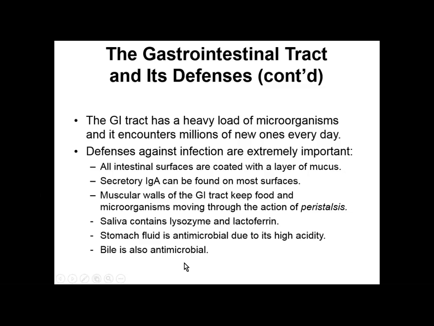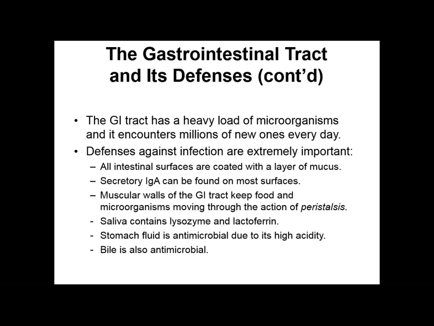We have a lot of lysozyme and lactoferrin within our saliva. These are two enzymes that help reduce bacterial counts. And it's also one of the reasons why the human mouth is much more sterile, or I shouldn't say sterile, has a much lower microorganism count compared to our canine friends. Our stomach acids, or stomach fluids, are very antimicrobial due to the high acidity, and we go from a pH of about 2 in the stomach to a pH of 8 at the beginning of the small intestine at the duodenum.